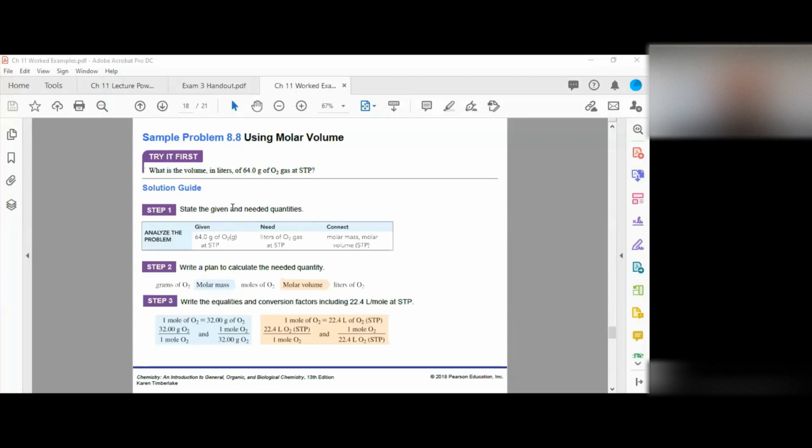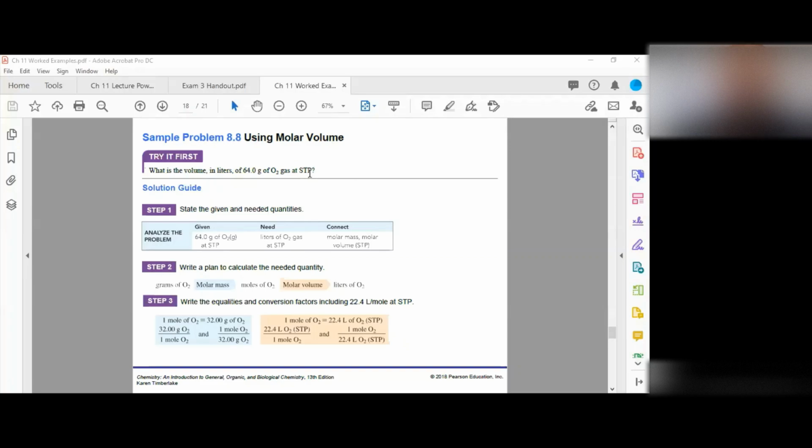Just talked about, which is the STP. What is the volume in liters of 64 grams of oxygen gas at STP? So clearly, he's giving me a temperature value, pressure value, an amount value, asking for volume. So that should remind you right away of the ideal gas law. So the ideal gas law is where you are required to get the grams to moles, and you need to make sure that the temperature and pressure are available. So temperature will be the 273.15 Kelvin, pressure being 1 atmosphere.